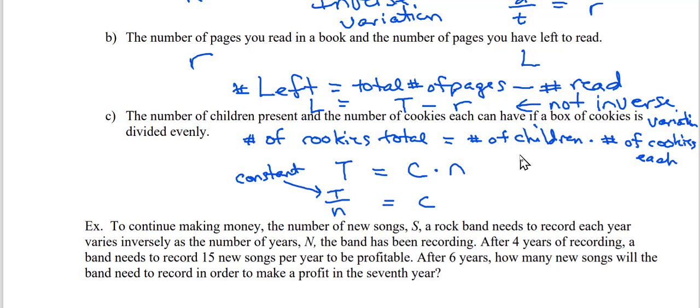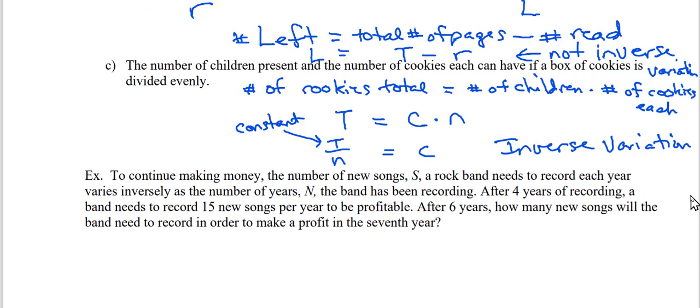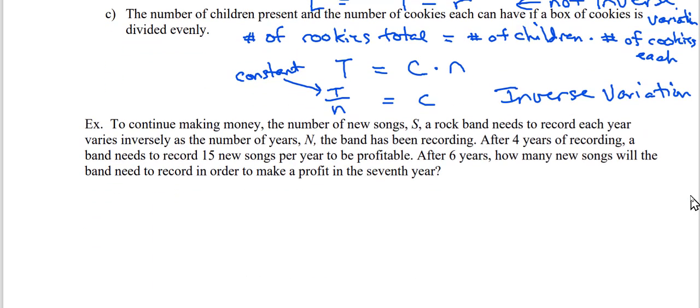So that is inverse variation. You have one variable in the denominator over a constant. And kids know that, right? They know that if you have a box of cookies and there are 2 kids there, the number of cookies that they may get is going to be bigger than if there are 10 kids there, right? So kids know that there's that inverse relationship there.